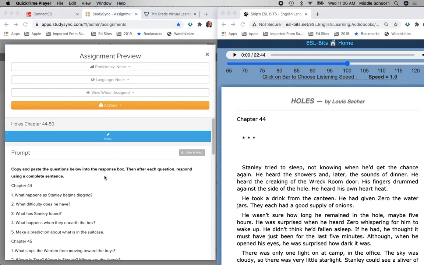Tomorrow, Thursday, we are going to wrap up our study of Holes, and we will be taking a test on the book that we have read over the past couple weeks entitled Holes.